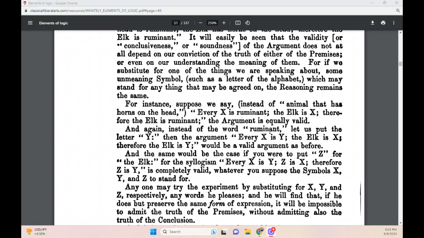So if we replace the word ruminant with the letter Y, then we'll have this argument. We'll have a large circle labeled Y and a smaller circle labeled X inside the circle Y. We'll then be told that the elk is inside circle X. We know that the circle X is inside the circle Y. Therefore, the elk, since it's inside circle X, must be inside circle Y. Therefore, it's a valid argument.